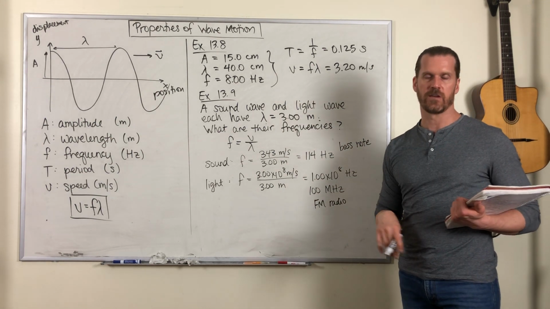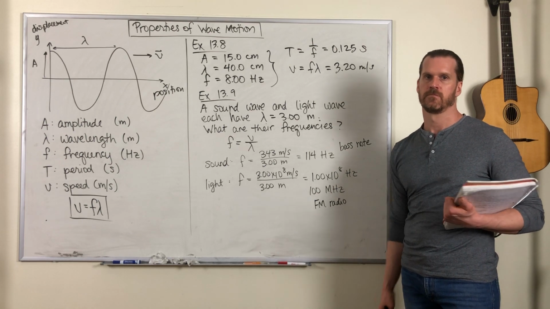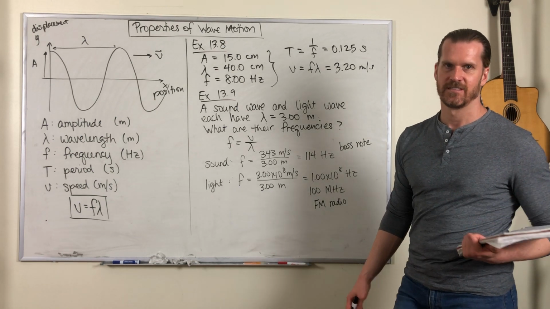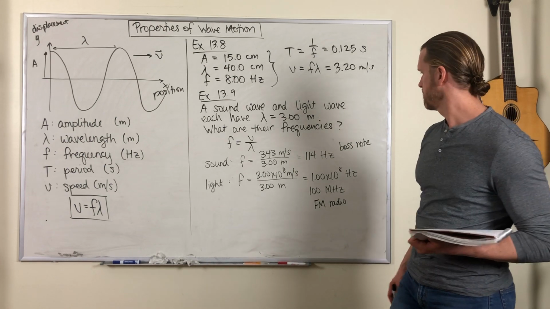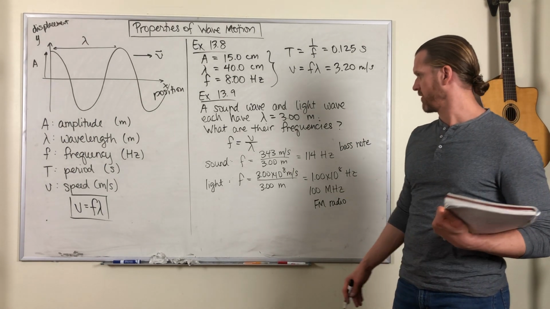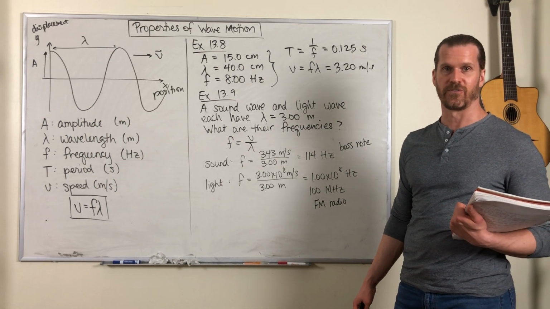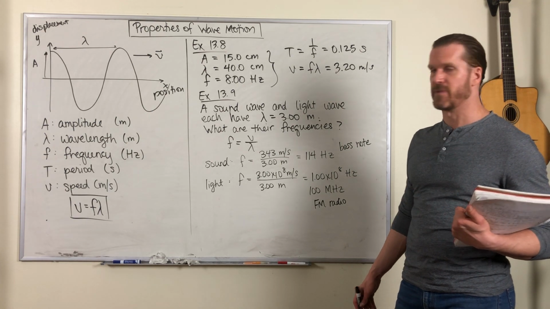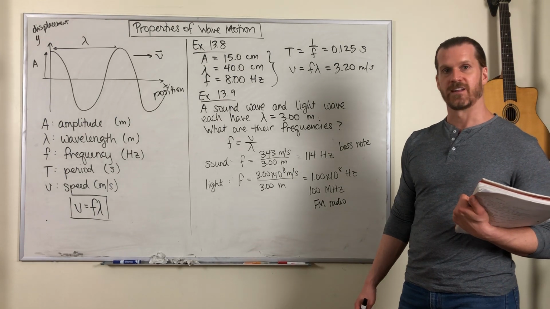Human hearing for sound waves ranges from about 20 hertz to 20,000 hertz. It's not really that high for most people, maybe like 16,000 hertz. And the light spectrum has an enormous frequency range. It extends over many, many orders of magnitude, and we'll talk a lot more about that in Physics 7.